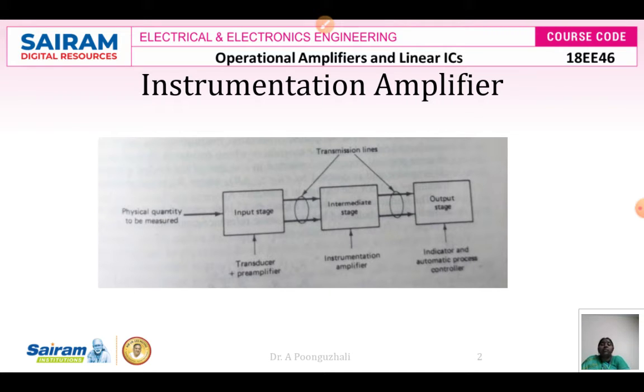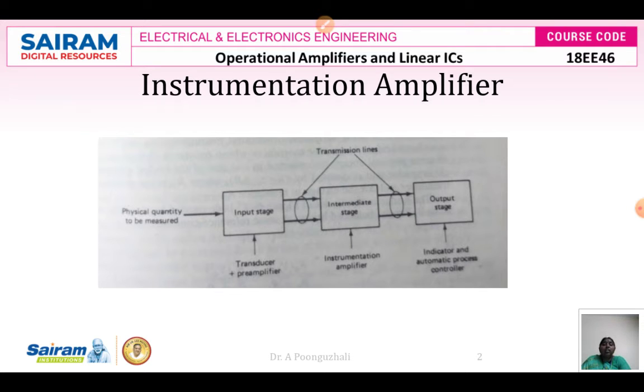Whatever physical quantity I want to measure, either a resistance or a temperature or whatever it is, that can be measured with the help of a transducer. We know that in general the output of the transducer is going to be of a very small value. So when the output of the transducer is very small, I need to amplify it to drive the output circuit.